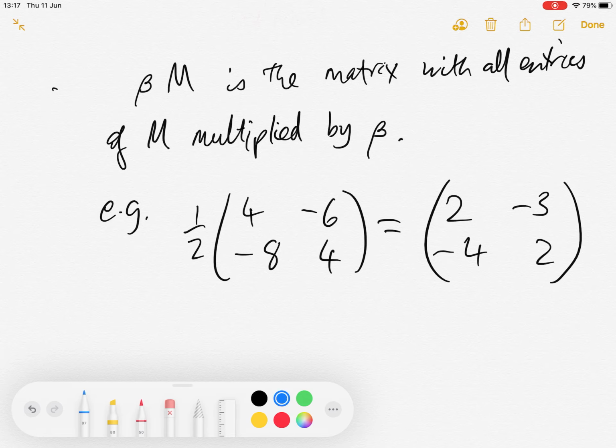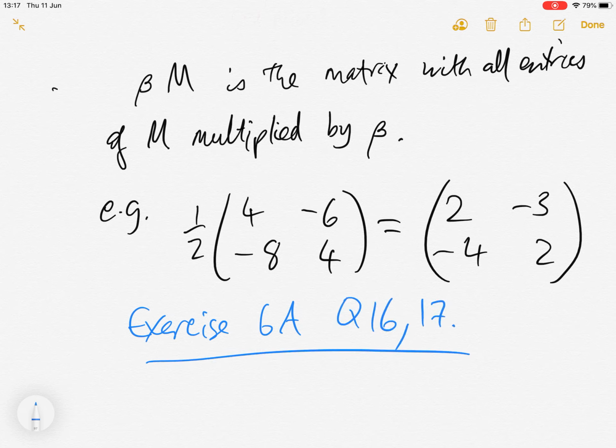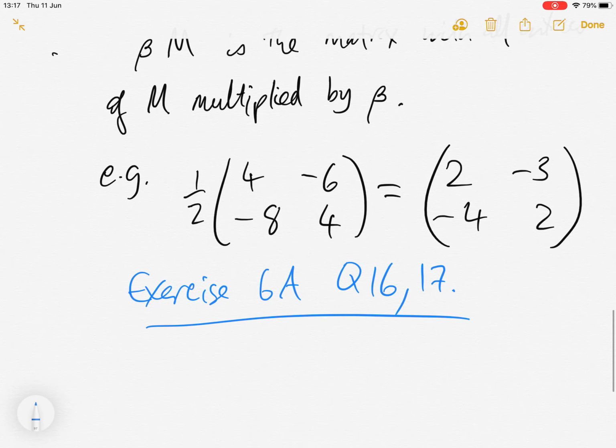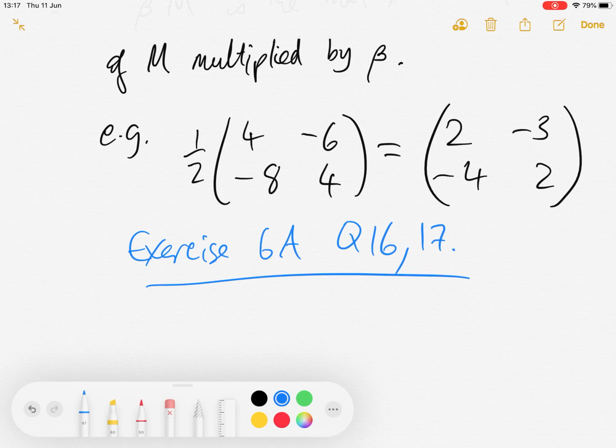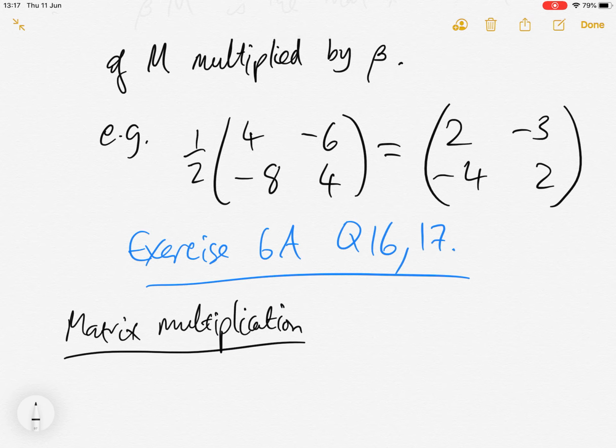So now you can have a go at exercise 6A, and we're only going to do questions 16 and 17, which involve problem solving using addition, subtraction, scalar multiplication. But because this is quite straightforward, we're going to move straight on to matrix multiplication. So this is slightly more complicated.